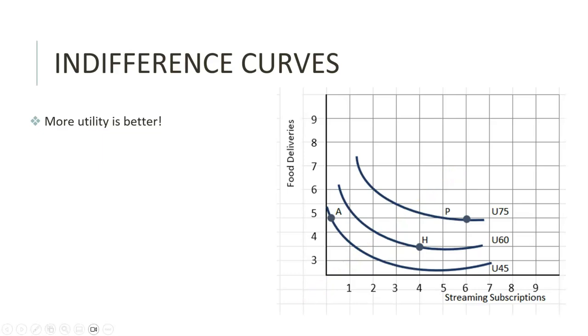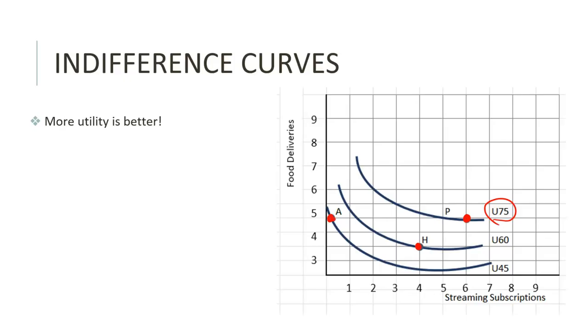And utility graphs are going to be just a number. So here we've got U45, U60, U75. It could just say 1, 2, 3. It doesn't really matter what the actual value is. We just want higher numbers as we get this direction. So on this graph, U75 is going to be the highest utility that we see here. In which case, point P is our optimal bundle, right? We want to get to point P. It's on our highest utility curve. H is going to give us 60 utility. A is going to give us 45.